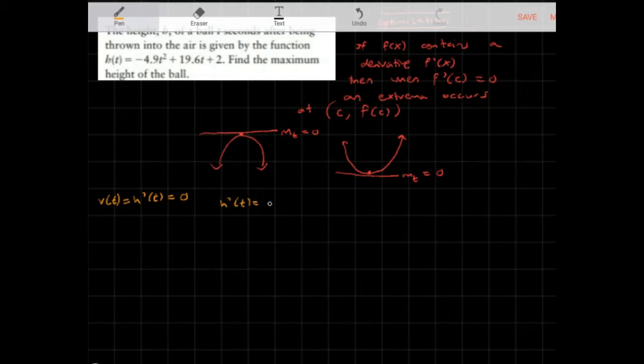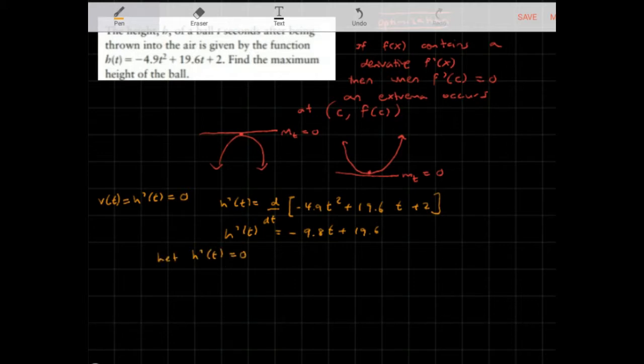So h prime of t here is the derivative with respect to t of negative 4.9 t squared plus 19.6 t plus 2. And in this case, the derivative is negative 9.8 t plus 19.6. Okay, so this is our first derivative, right? And we know that an extrema occurs when h prime of t is equal to 0. So we're going to let h prime of t equal 0. We get negative 9.8 t plus 19.6 is equal to 0.